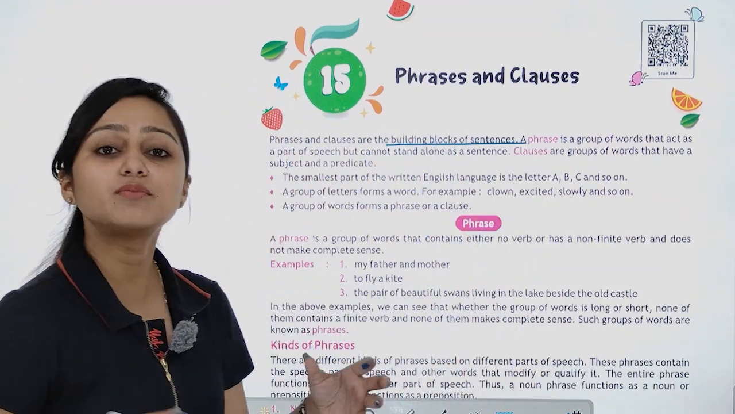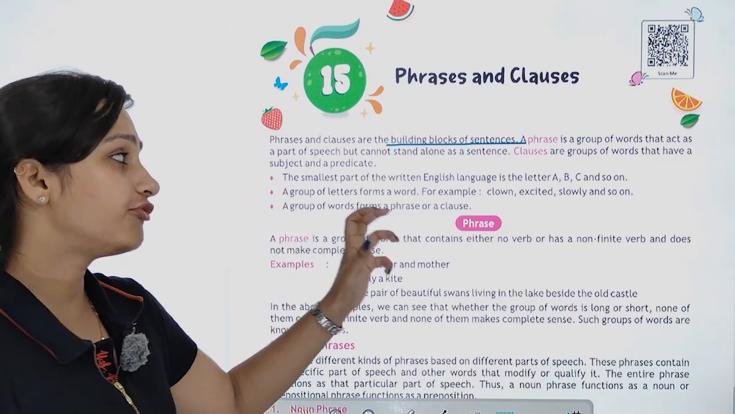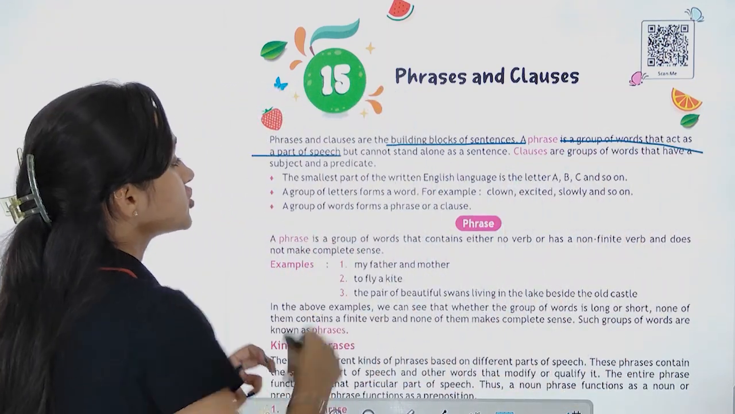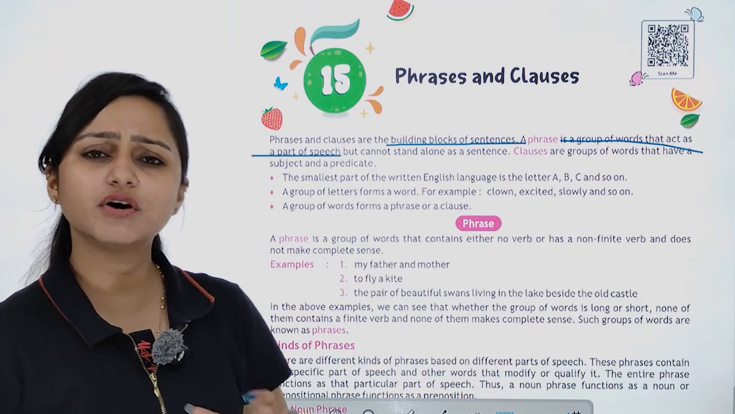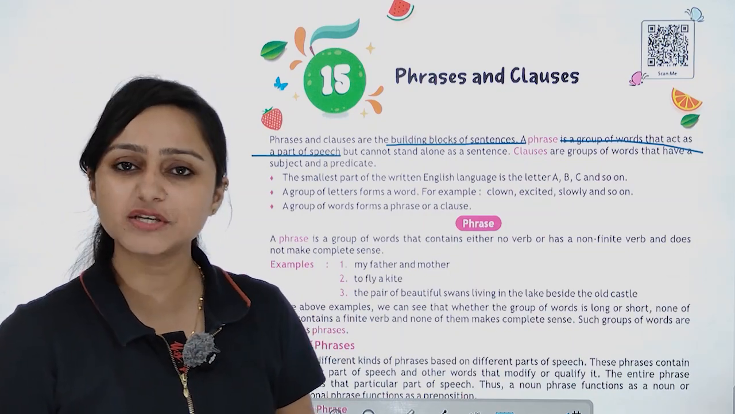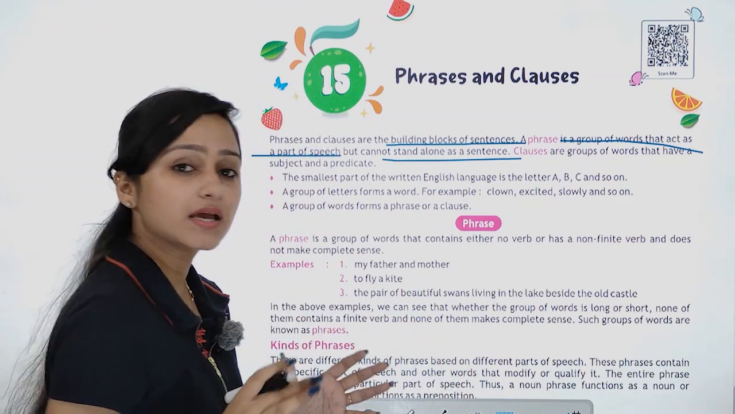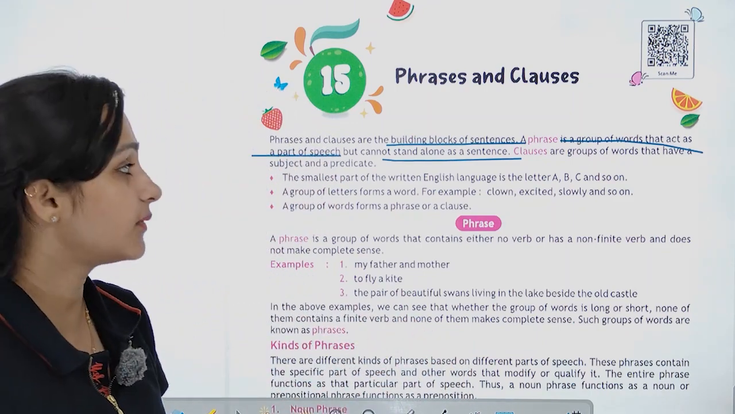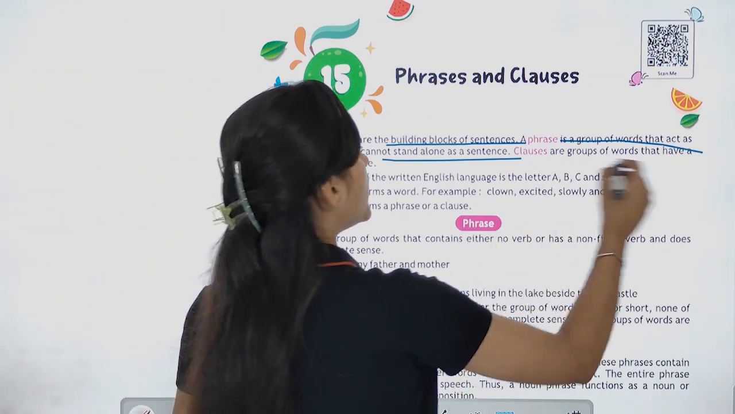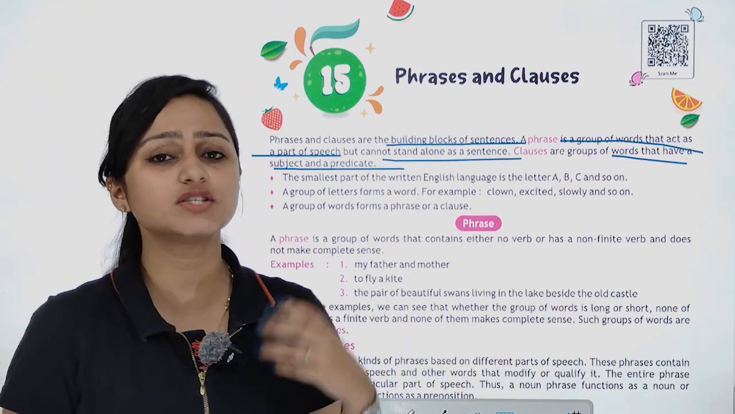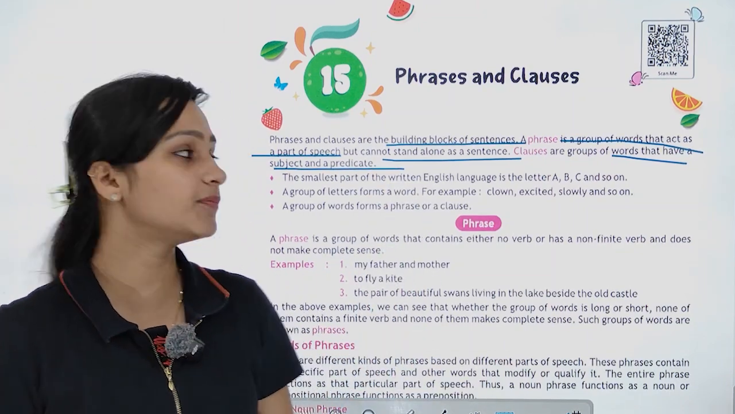ये क्या होता है? Building blocks होते हैं sentence के. A phrase is a group of words that act as a part of speech. ये क्या होता है? Phrase एक group of words होता है जो किसकी तरह act करता है? Part of speech की तरह act करता है, but cannot stand alone as a sentence. But अकेला stand नहीं करता sentence में. Clause क्या होता है? A group of words that have a subject and a predicate. Clauses में क्या होता है? एक ऐसे group of words होता है जिनमें subject भी होता है और predicate भी होता है.